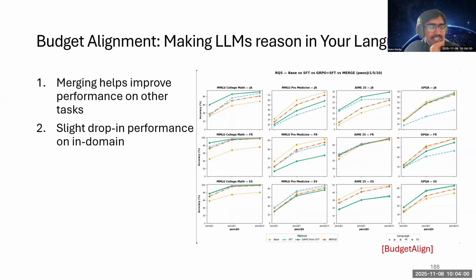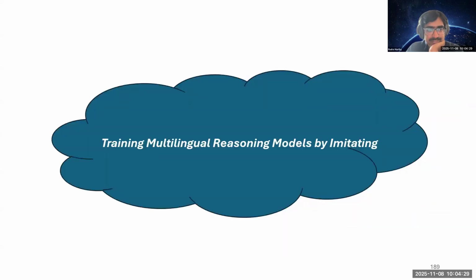And finally, they also try model merging, where they try to merge multiple models. And what they see is merging also improves performance. There's a slight drop in in-domain performance when you perform merging, but the out of domain performance improves. So model merging is another technique which can be tried, so that we can ensure that not only the performance improves, but also the model tries to reason in the language of the query. Moving on to the next slide.